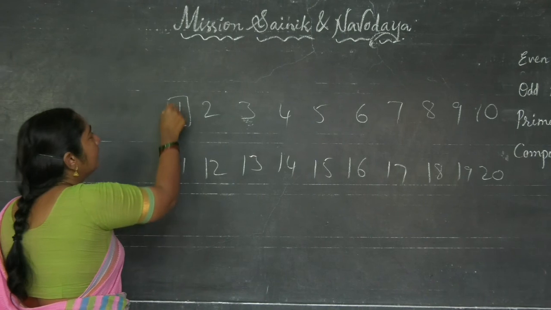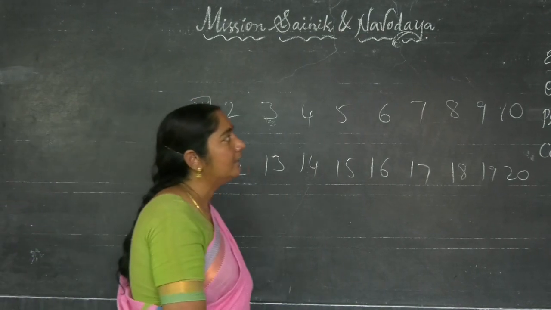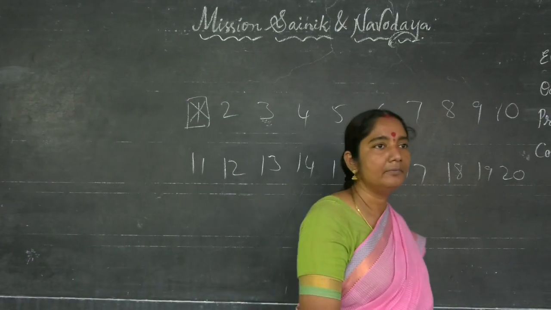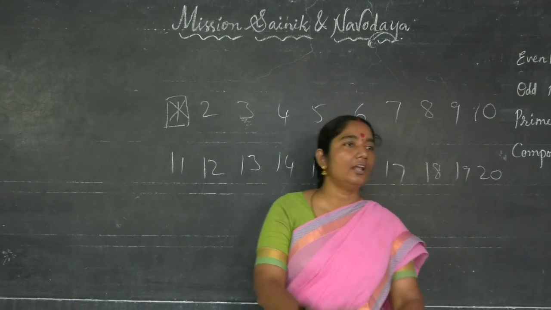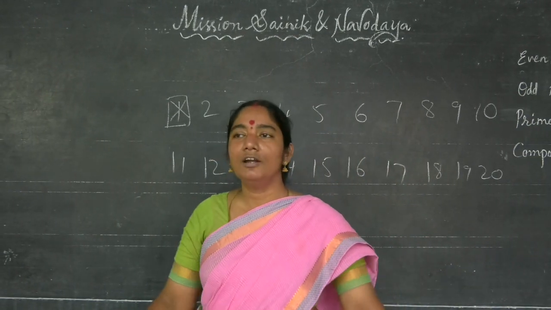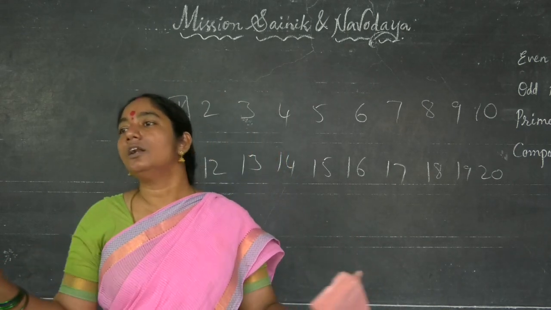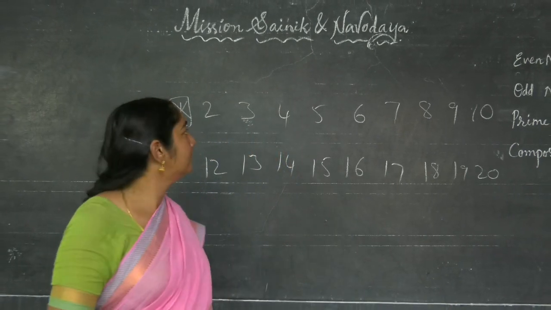The number 1 is neither prime nor composite. It is not a prime number, nor is it a composite number. 1 is neither prime nor composite. This is very important.